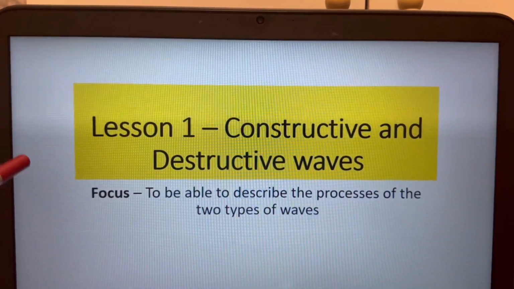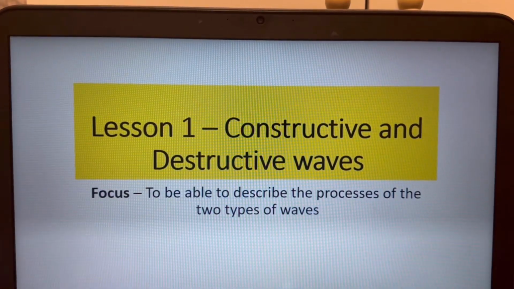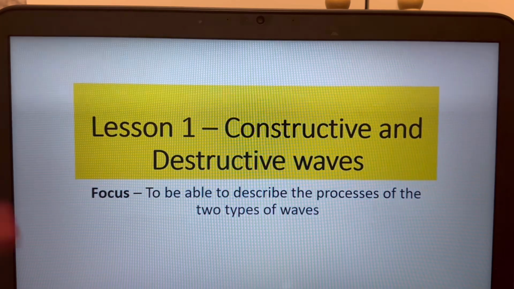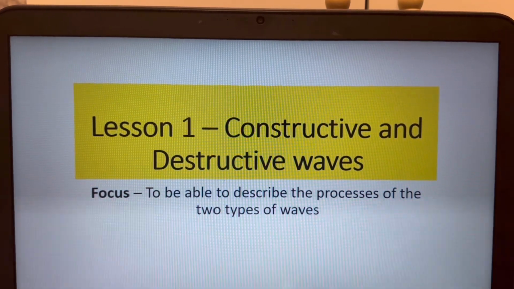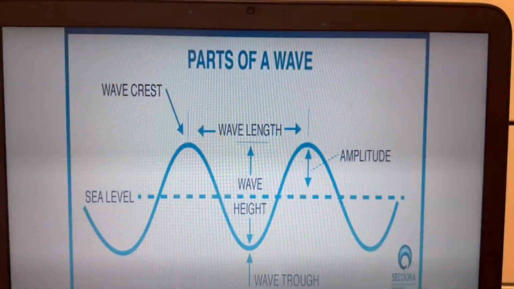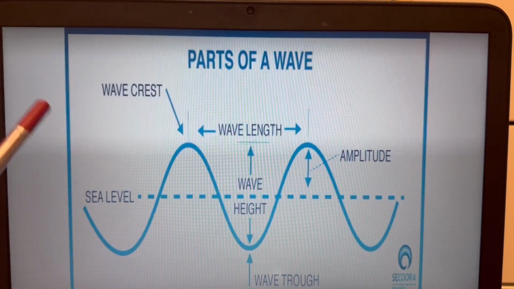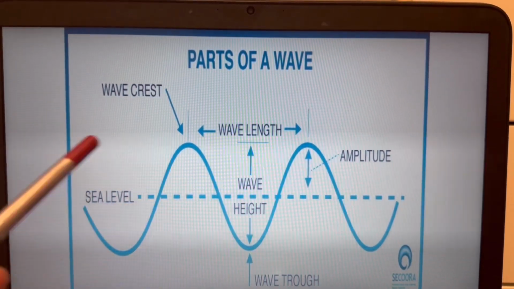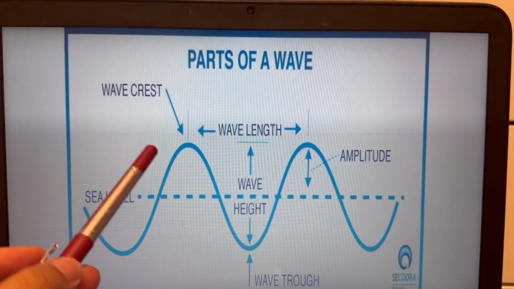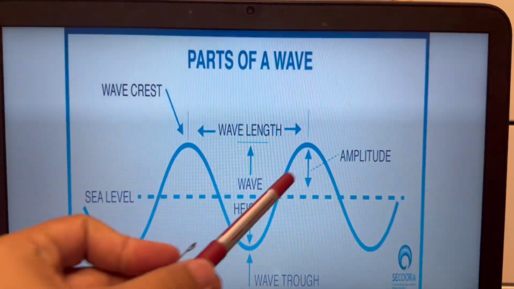Today we're going to quickly look at constructive and destructive waves. You need to know the differences between the two, and this is from the coast unit, which is from paper 1. Have a look at some of these key words very quickly. They are found on both types of waves. So for example, the crest is this top part of the wave.